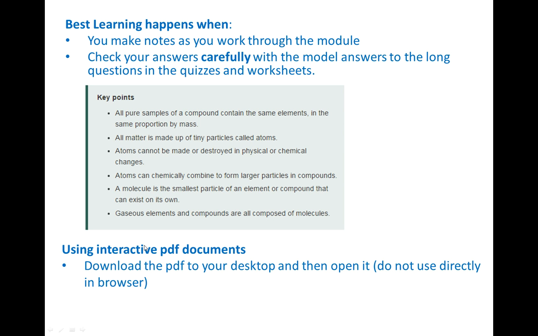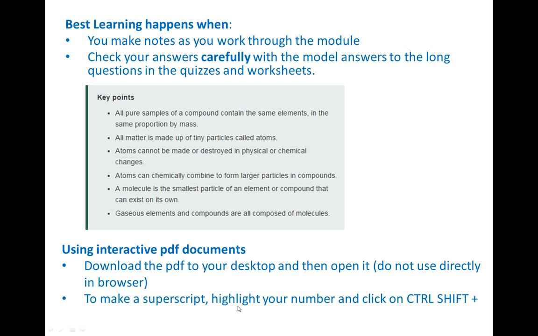Then finally, as a tip, if you're given an interactive PDF or a Word document, make sure the PDF is downloaded to your desktop and is not open in your browser. Then to superscript, so to do like a charge on an iron, press Control-Shift-plus, it's a toggle switch, and then to make a subscript like CuCl2, which is subscript, then you just press Control-equals.